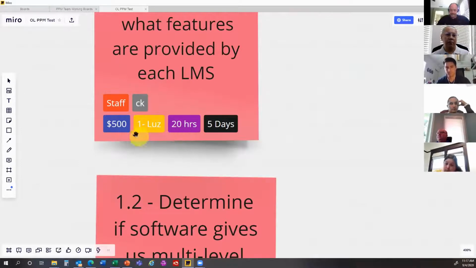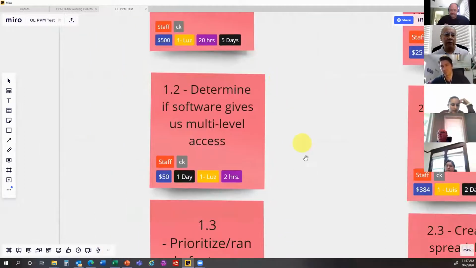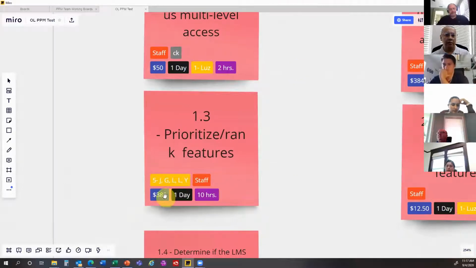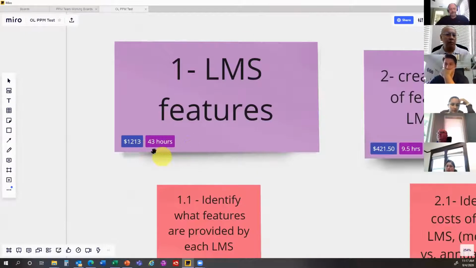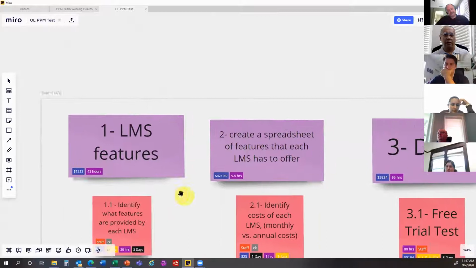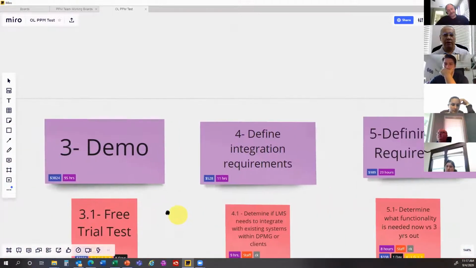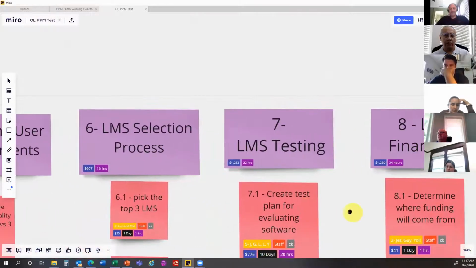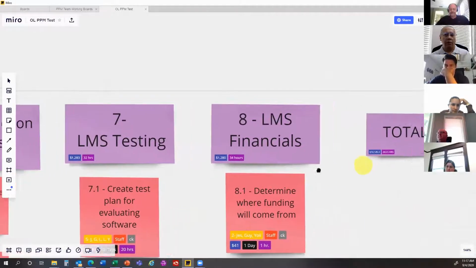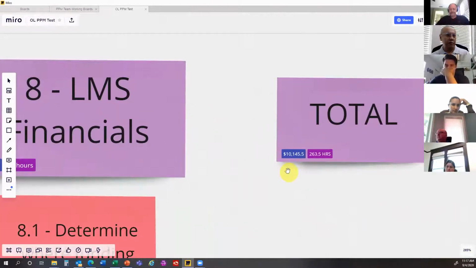If you divide 500 by 20 hours, that kind of gives you the rate. But this is at each individual task or activity, okay? And then that gets rolled up to the top level. Total hours in purple, dollars in blue. And then you add all of those up to get the total for the project, across the board. So in their case, this is the total number of hours and cost.